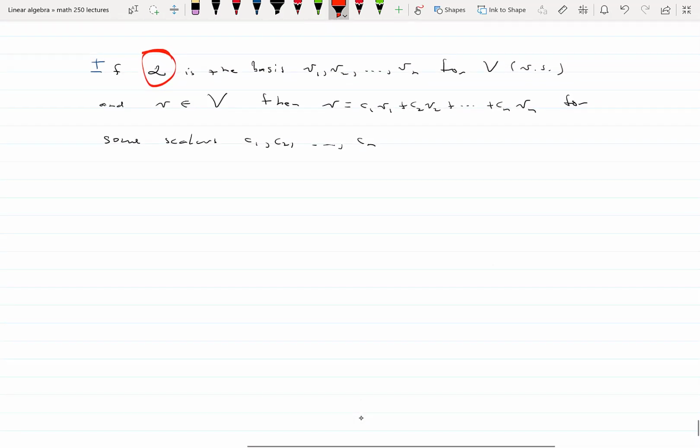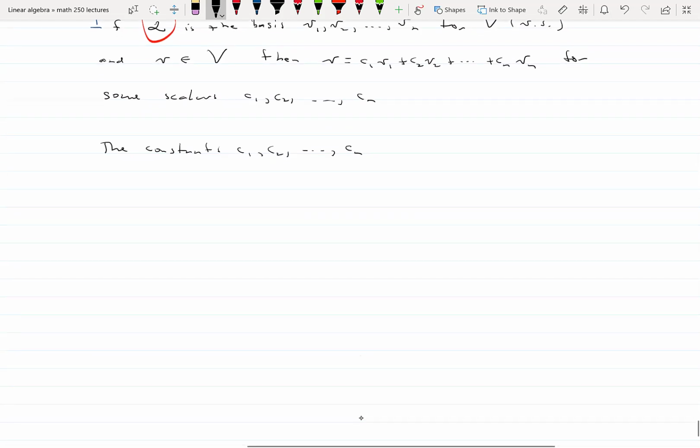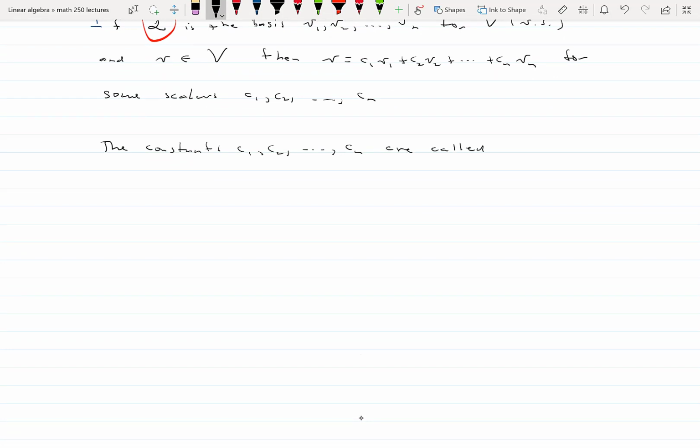Okay, the constants c1 to cn that we see in this vector representation have a very special name. The constants, the scalars c1, c2, all the way up to cn are called the coordinates. This is going to be very important in chapter 5 coming up in about a month and a half or so. They're called the coordinates of v relative to the basis alpha.